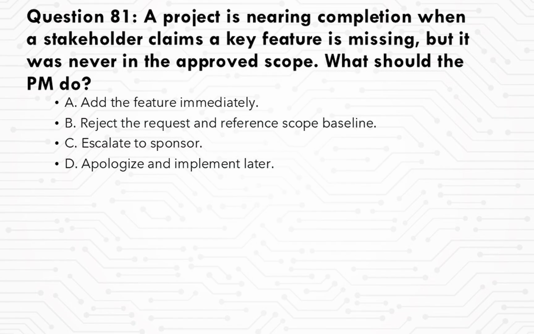Question 81. A project is nearing completion when a stakeholder claims a key feature is missing, but it was never in the approved scope. What should the PM do? A. Add the feature immediately. B. Reject the request and reference scope baseline. C. Escalate to sponsor. D. Apologize and implement later. Answer: B. Stick to the approved scope. This protects the project from scope creep.